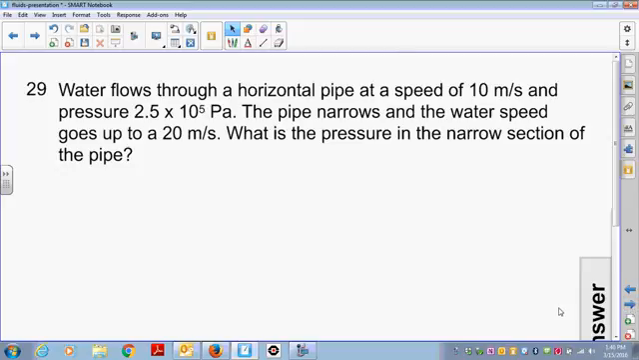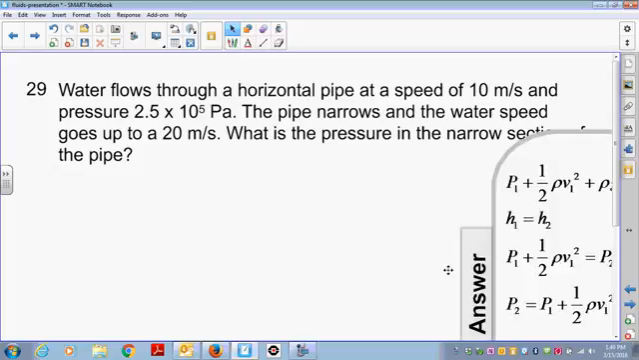Water flows through a horizontal pipe at a speed of 10 meters per second and a pressure of 2.5 times 10 to the 5 pascals. The pipe narrows and the water speed goes up to 20 meters per second. What is the pressure in the narrow section of the pipe? Go ahead and pause the video now.